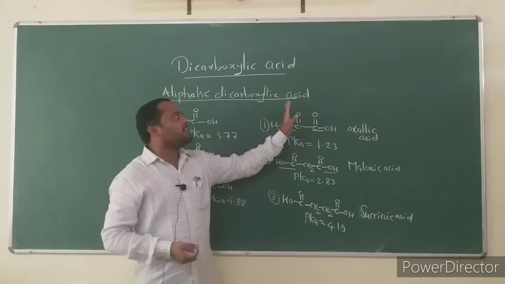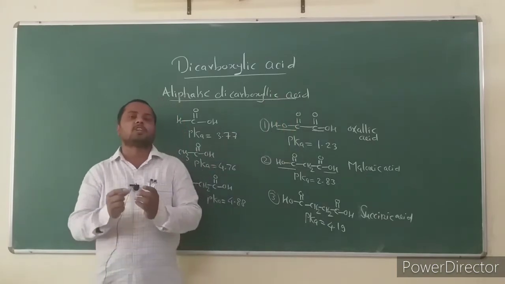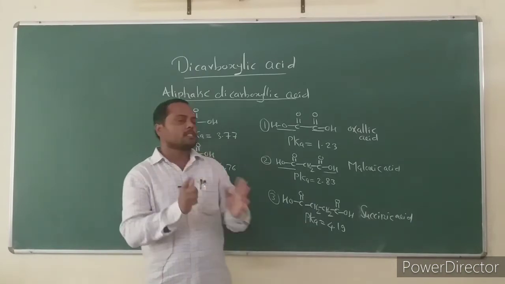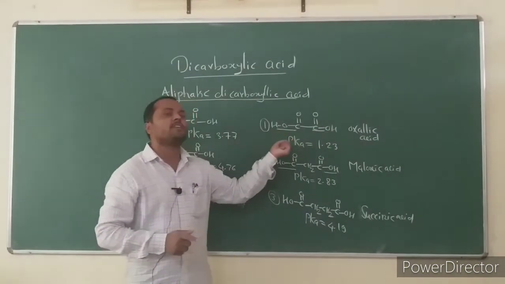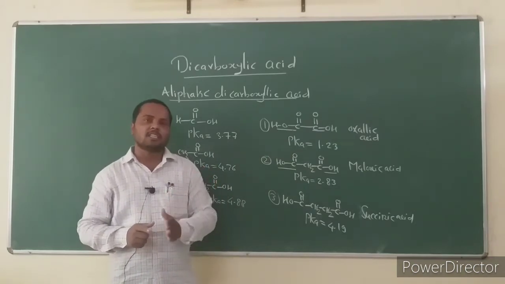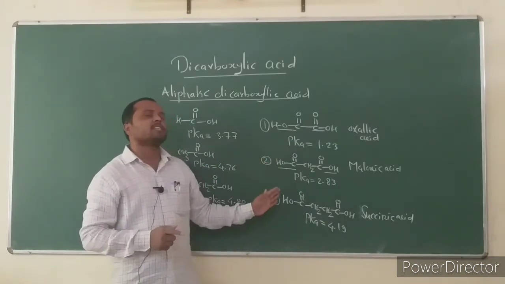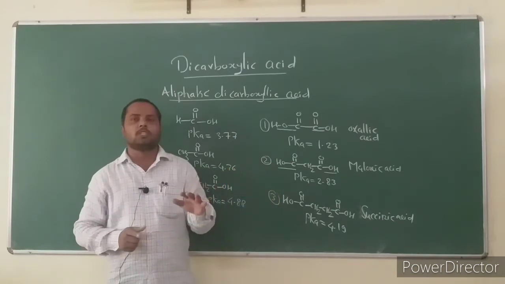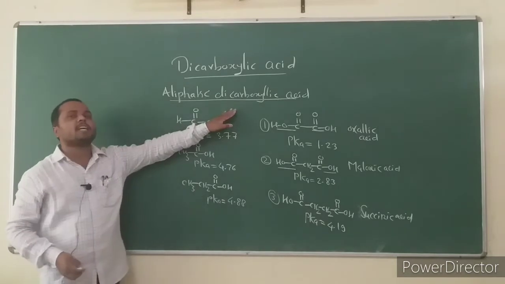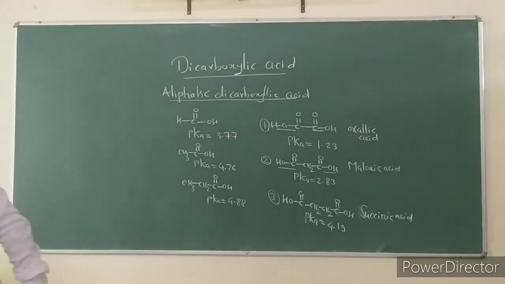The acidity of aliphatic dicarboxylic acids depends on the distance between the two carboxylic functional groups. As the distance between the two carboxylic functional groups increases, the minus I effect decreases. As the minus I effect decreases, the acidity goes on decreasing. This is the acid strength of dicarboxylic acids.